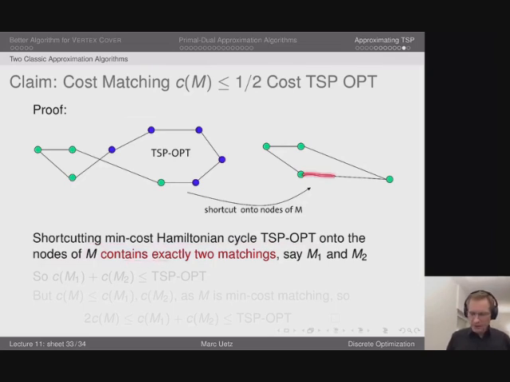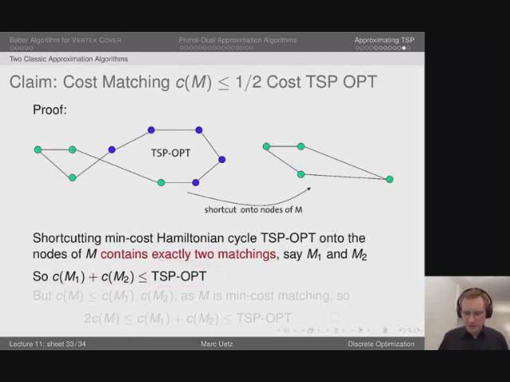Okay, so shortcutting the minimum cost Hamiltonian cycle onto the nodes of this matching, this is now a tour on an even number of vertices, and that will contain exactly 2 matchings, right? So on this example, that would be this matching and that matching. So this thing here is the sum of 2 matchings. Let's call them M1 and M2. Okay, so that means the sum of the costs of these 2 matchings is at most the cost of the traveling salesman tour.